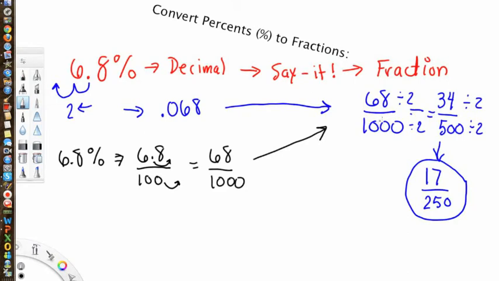And what do we have to do? We have to reduce it. We can reduce it by 2 once, reduce it by 2 again, and we get 17 250ths. Okay, do it however you like. I think my way is simple and very easy, but if you want to be complex, go ahead and do it this way. That's up to you. Have fun.